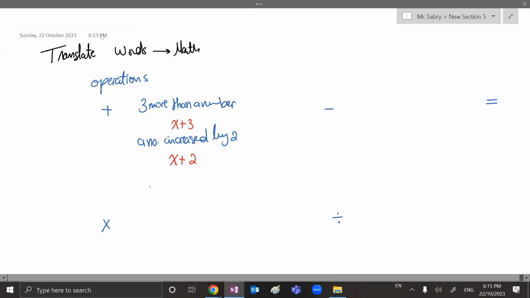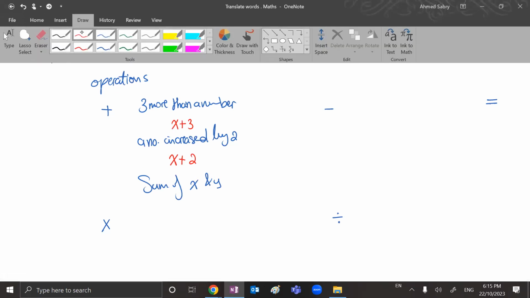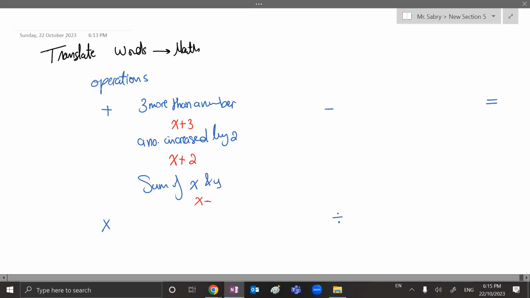I can also use the term sum. I can say the sum of x and y, and that would be translated right away to x plus y. So sum means plus, increased by means plus, more than means plus. All of those represent the plus sign. Any questions?